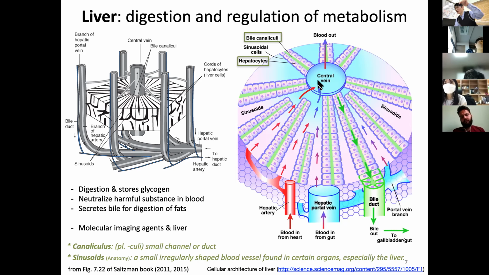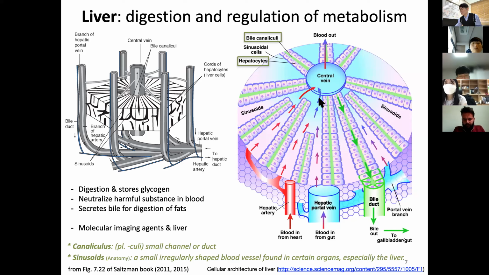And so they drain, this is the hepatic portal vein, they drain at the center here. That's why we name it the central vein, and the blood goes out as venous blood and goes to your heart, right outside of the heart.